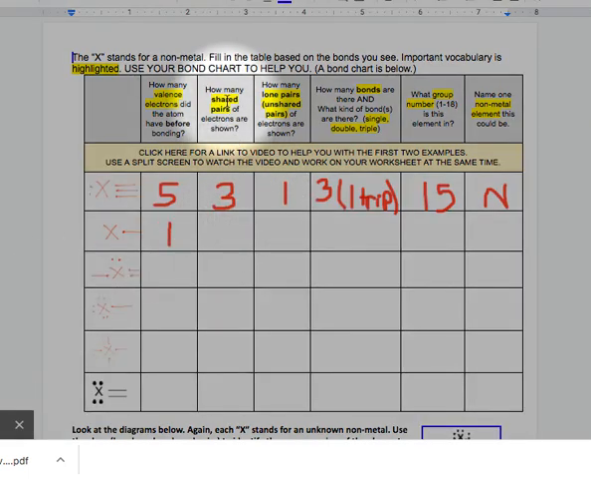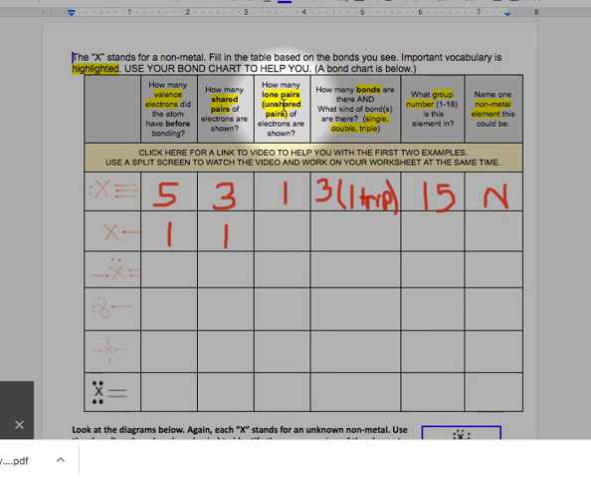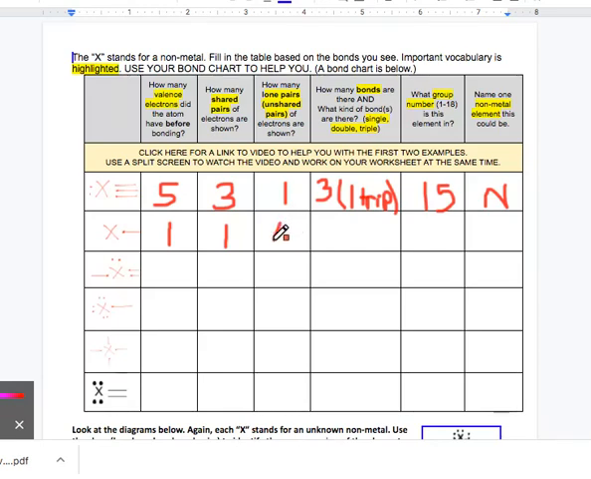How many shared pairs of electrons are shown? So the shared pairs are the bonds. They're reaching out to share. So there is one shared pair. One bond is one pair. How many lone pairs or unshared pairs? I don't see any dots. They're all shared. So none, 0.